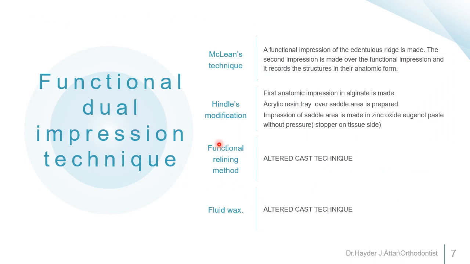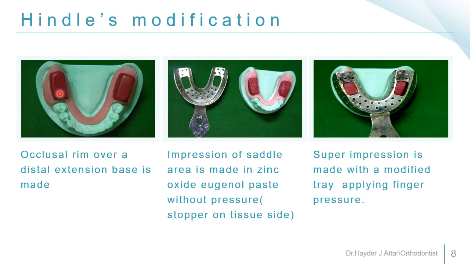The second type of the functional dowel impression technique is Handel's modification. It is a modification of the McLean technique. In this case, the occlusal rim is also used as an impression base, or impression tray, for the functional impression, and a window is made through the stock tray to use finger pressure on the occlusal rim for the second impression.